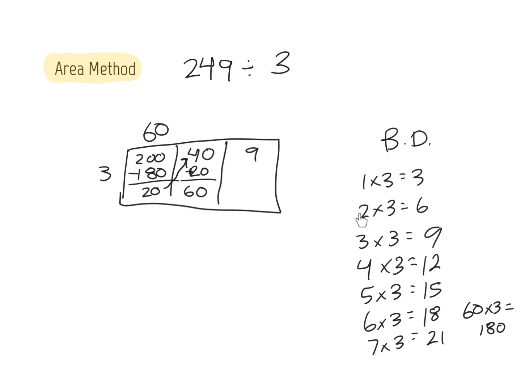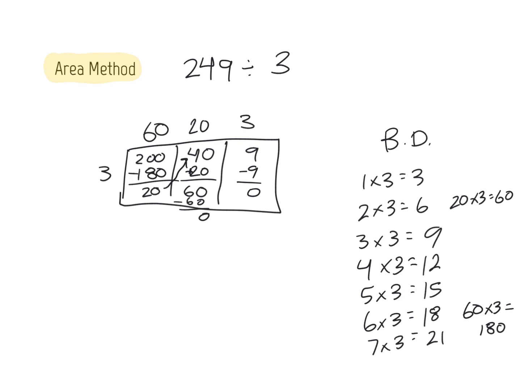All right. Well, I'll come back over to my brain dump. I know that 2 times 3 is 6. So that means that 20 times 3 is 60. Yay. Works out nicely and pretty. So I'm going to come over here, say 3 goes into 60 20 times. 20 times 3 is 60. Subtract, we have nothing left over here. So now my last number I'm dealing with is this 9. 3 goes into 9 3 times. 3 times 3 is 9.